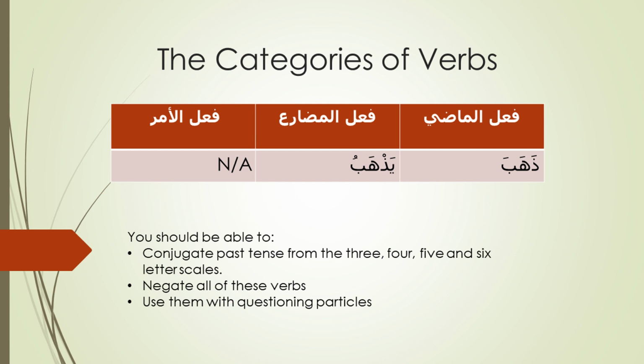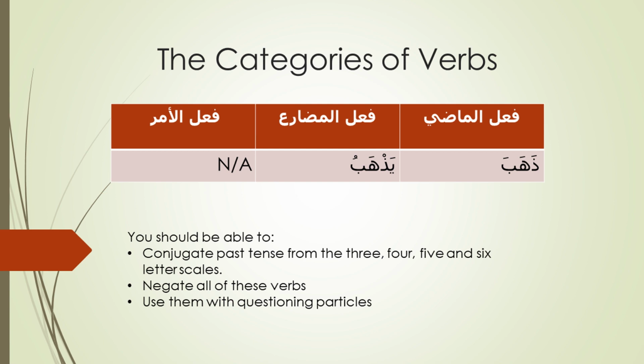So what we'll go through firstly is the categories of the verbs. We have fi'l al-madi, and fi'l al-madi splits into the 3-letter, 4-letter, 5 and 6-letter scales. Those should be conjugated for each one. For 3 letters, we have fa'ala, fa'ila, fa'ula, and those should be conjugated. And then the 4, 5 and 6 should all be conjugated. And you should also know how to negate the verbs.